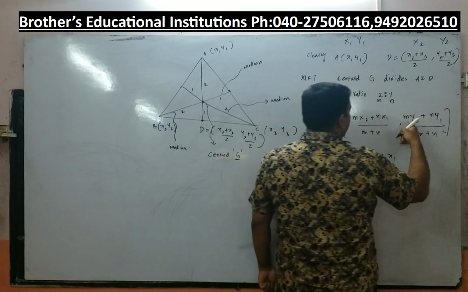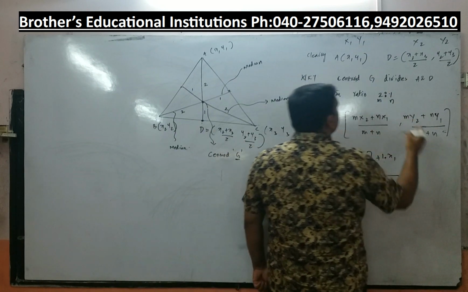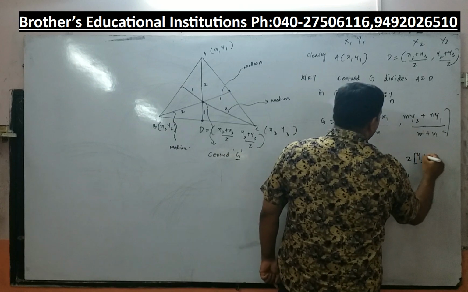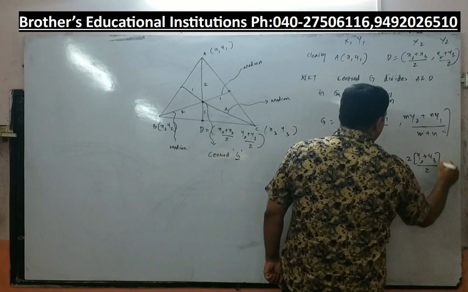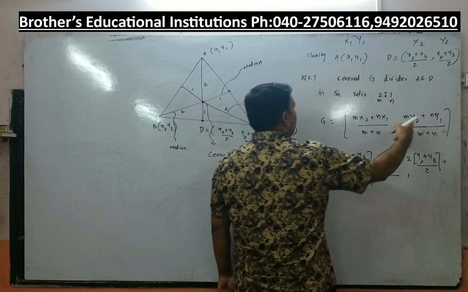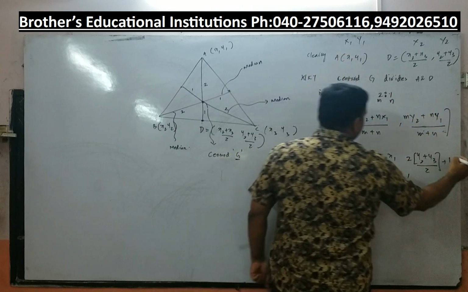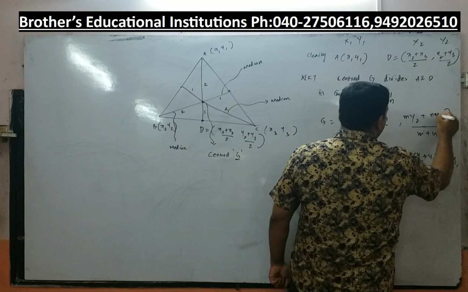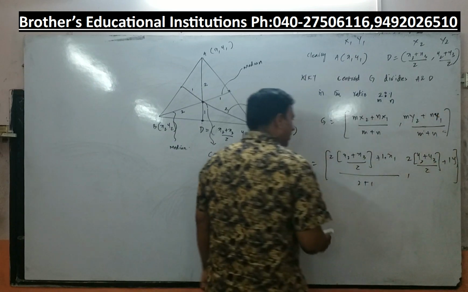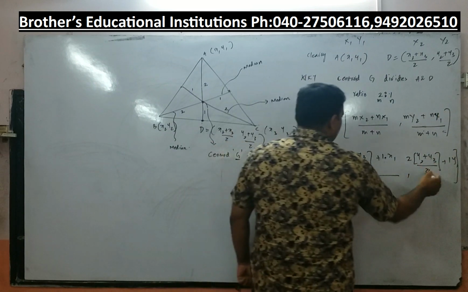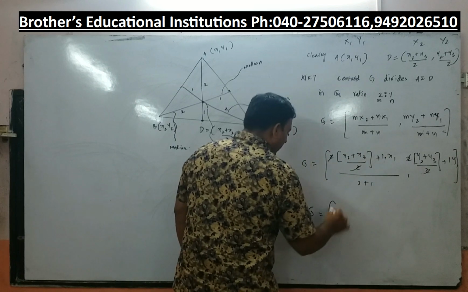Next, m is 2. M value is what? 2 into, what is y2 value? y2 plus y3 by 2 plus ny1. N value is what? 1 into, what is y1 value? Small y1. This is capital Y1 and I am replacing by small y1. Now 2 cancel, 2 cancel. Ultimately, what do you get? Centroid.